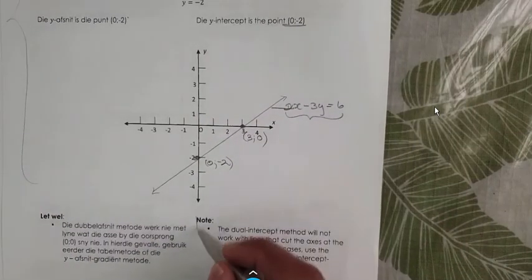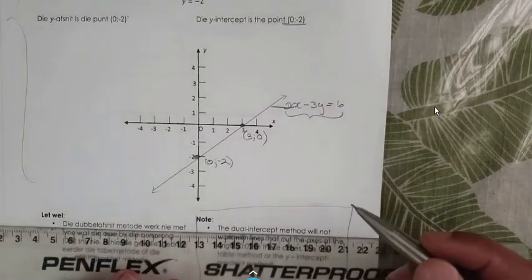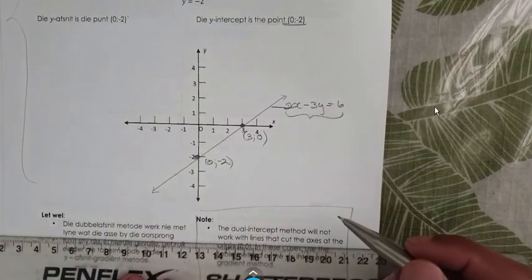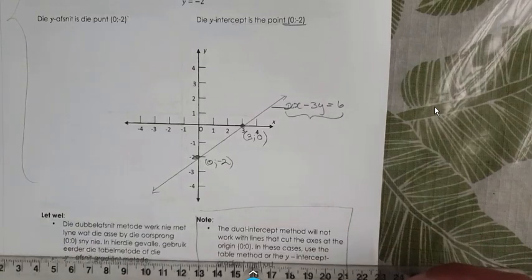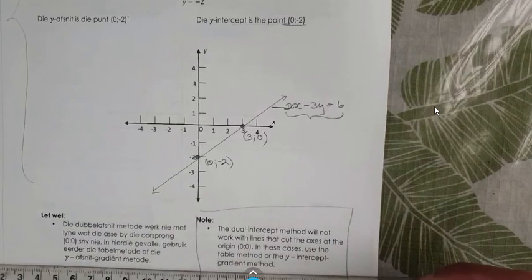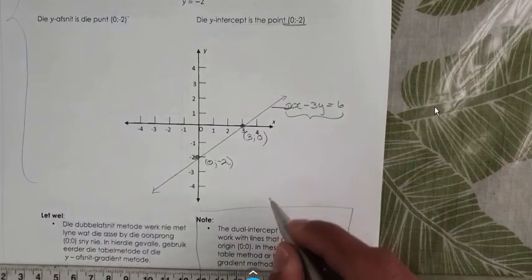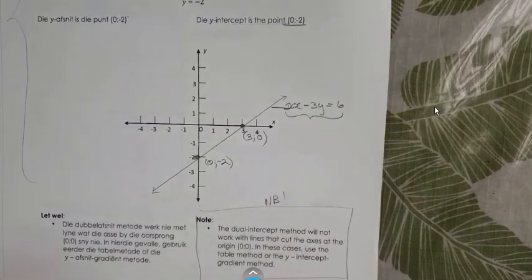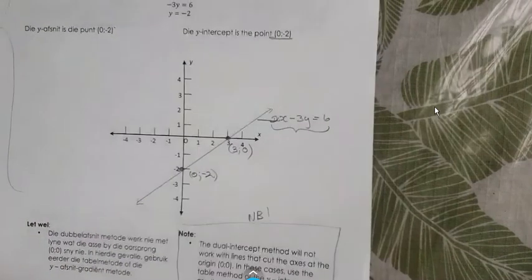This is quite important. You can make a block around it. The dual intercept method will not work with lines that cut the x-axis at the origin. In this case, use the table method or the y-intercept gradient method. This is quite important, so just make a note of that information for yourself.